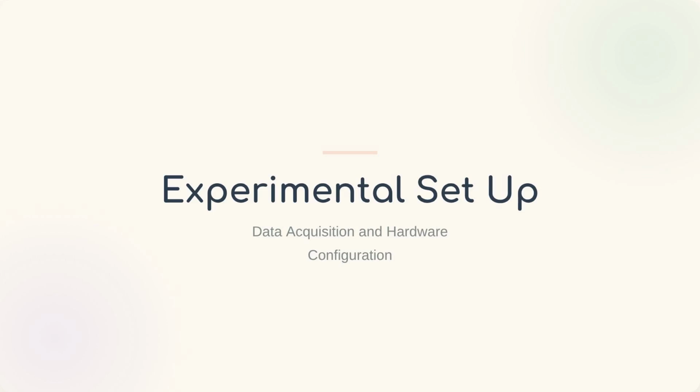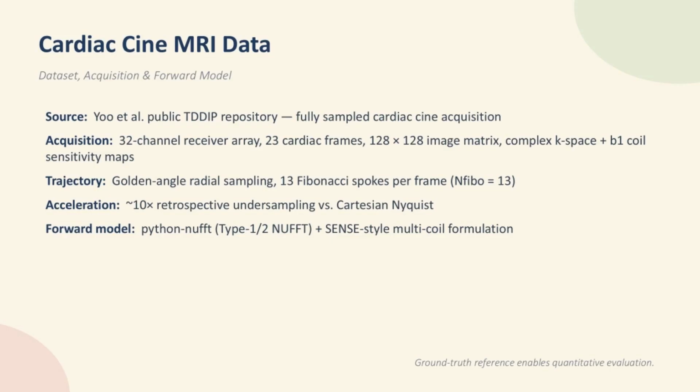Now, I will walk you through the data and how we set up the experiments. We used the cardiac cine MRI datasets released with the original TD-DIP code, a fully sampled k-space tensor of 128 by 128 by 23 frames by 32 coils, together with the coil sensitivity maps. Because the data are fully sampled, we use them both as input by retrospectively undersampling and as the ground truth reference.